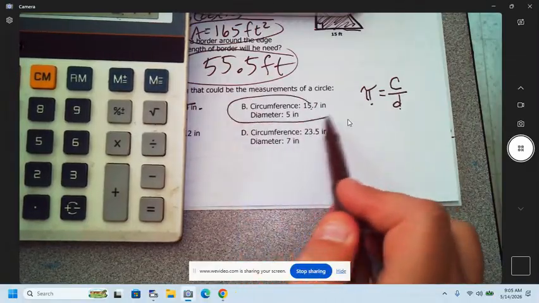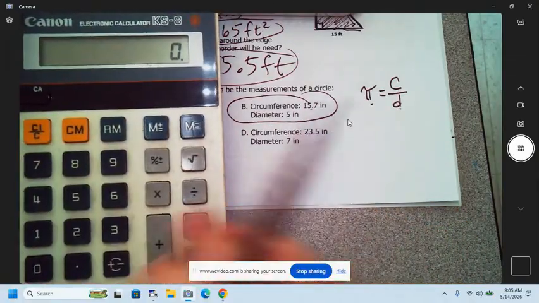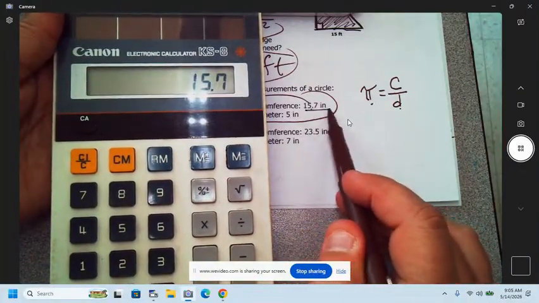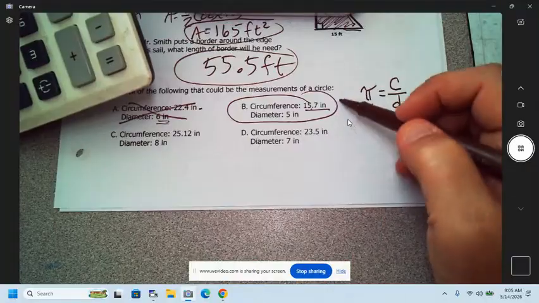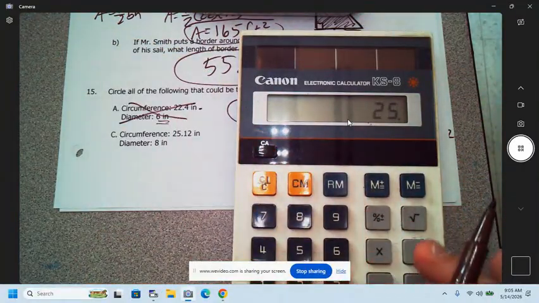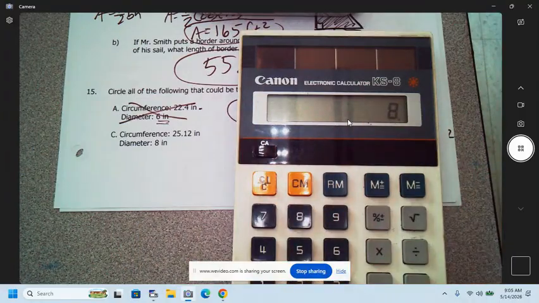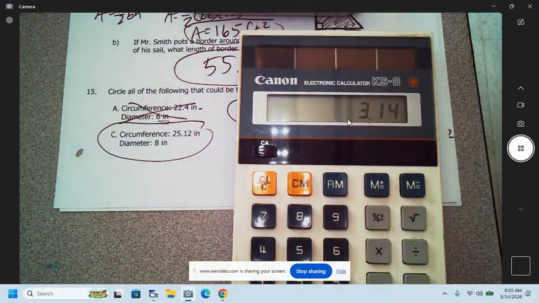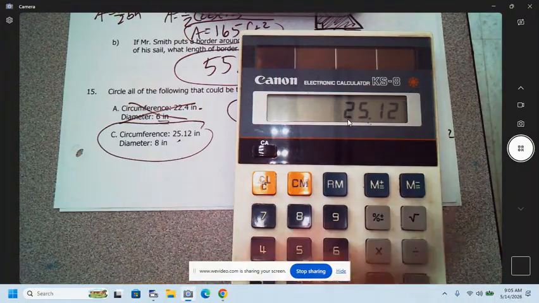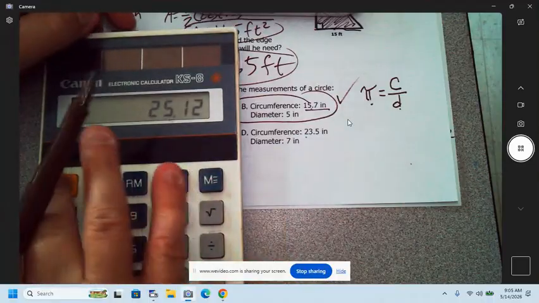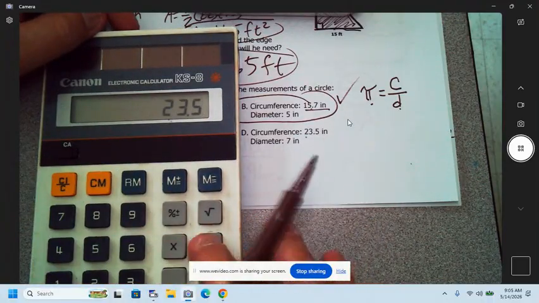All right, so I'm going to circle this one for now, but I'm also going to go backward and just say, can I do the diameter times 3.14 and get 15.7? Yeah. The ratio of this one is right. All right, how about this one? 25.12 divided by 8. Aha, there's another one. And just to be sure, I'm going to do 8 times 3.14, and I should get that. That's a circle. All right, this one has a circumference of 23.5 divided by 7.